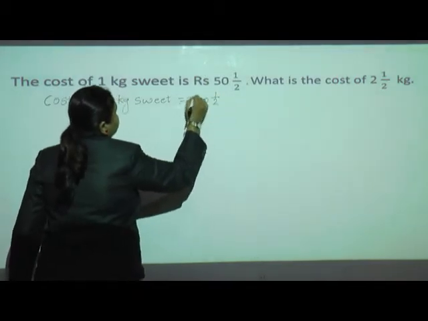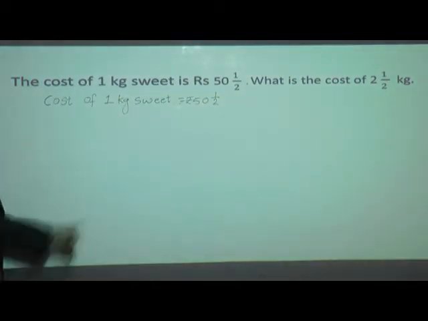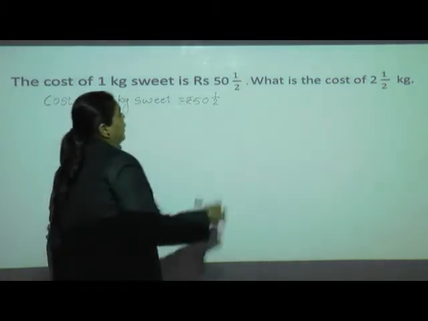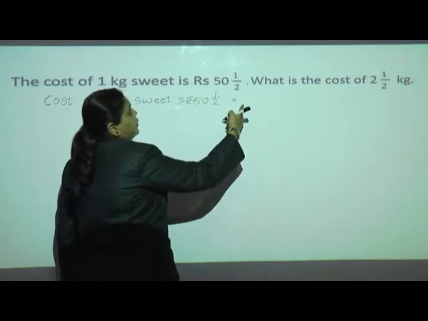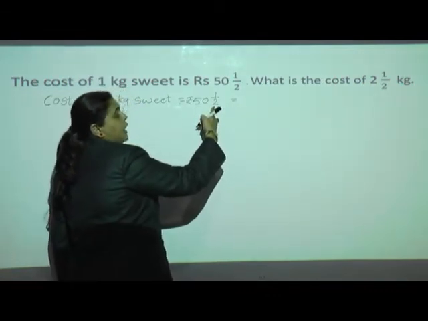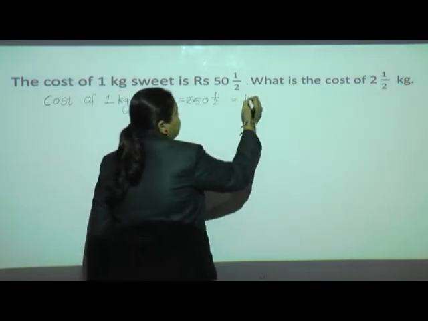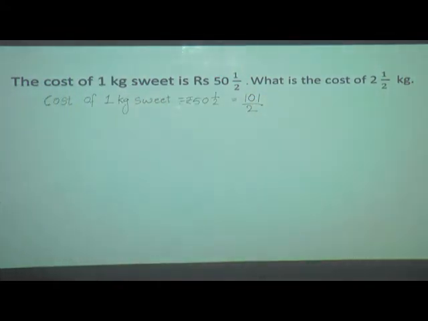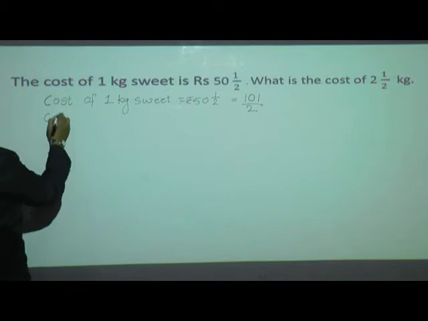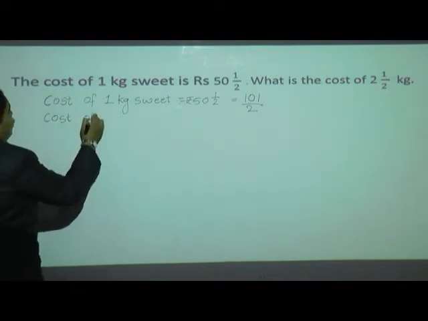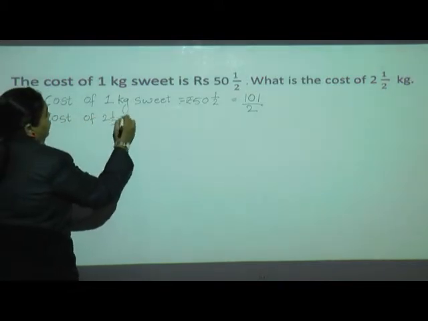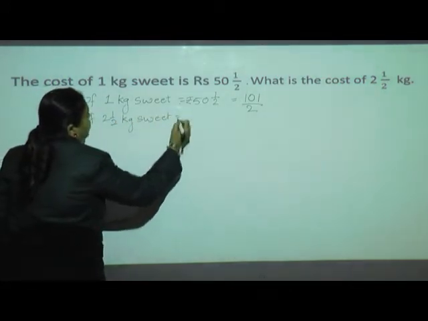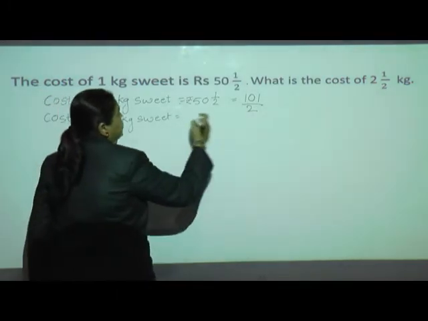Is equal to 50, that is rupees; we have to write the rupees symbol. Now it is a mixed fraction, so we have to write it as an improper fraction. I will write here 50 2s are 100 plus 1 is 101 upon 2. Now what is the cost of 2.5 kg of sweet? Cost of 2.5 kg of sweet is equal to, what will be the cost of this?